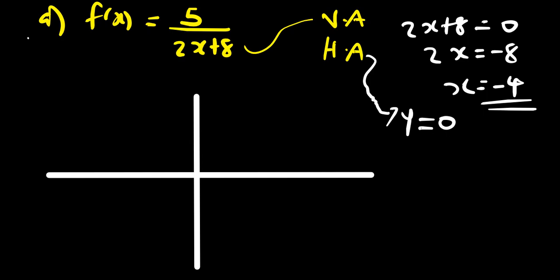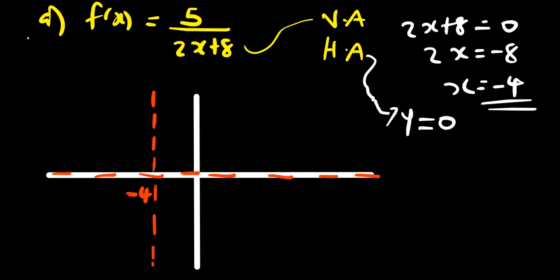So what do we have? Our horizontal asymptote is at y is equal to 0. So our graph shouldn't touch this line of y. Then our vertical asymptote is at x is equal to negative 4. Let me put my negative 4 here. So it means the graph shouldn't touch this point on the x-axis either. Then you draw your graph.